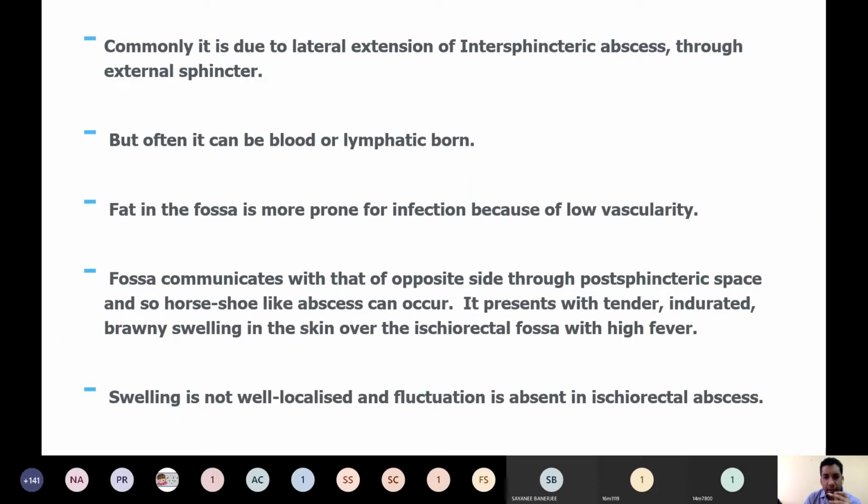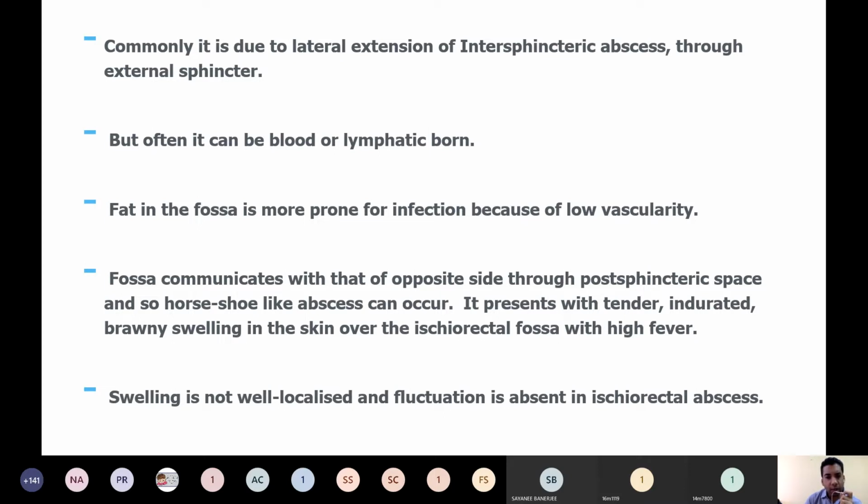So commonly it is due to lateral extension of intersphincteric abscess through external sphincter, but often it can be blood-borne or lymphatic-borne also. Okay. Now, one particular importance is that this area is rich in fat, and this fatty tissue has less vascularity. It is rather less vascular, hence it is more prone to infection. Okay. So the fossa communicates with the opposite fossa through the post-sphincteric space, and so a horseshoe-like abscess can occur.